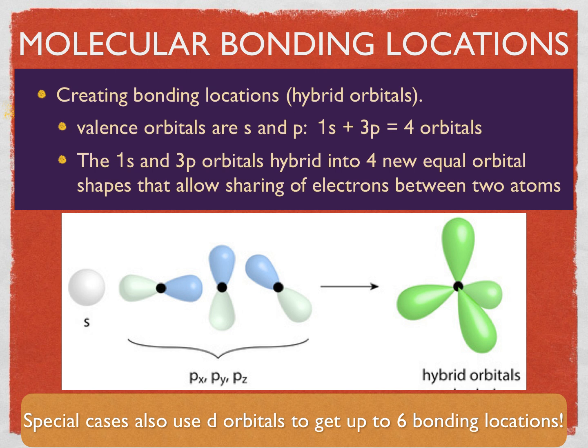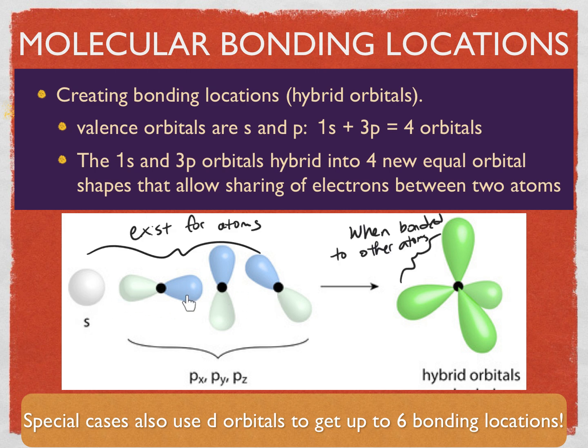Now there are some special cases where in fact you can use d orbitals, which will allow you to hybridize up to 6 different locations, and that would result in 6 bonds to the central atom. So the big takeaway here is that orbitals, when elements are by themselves, exist, but when they become bonded to something else, the orbitals change into something called hybridized orbitals. Hybridized orbitals better explain the shapes of molecules, which is something we're going to study in the next module.